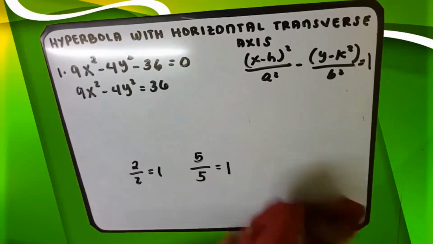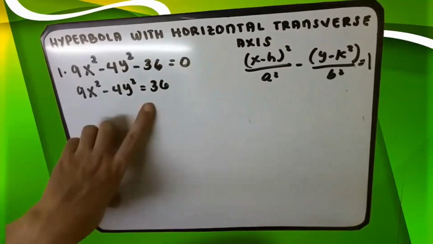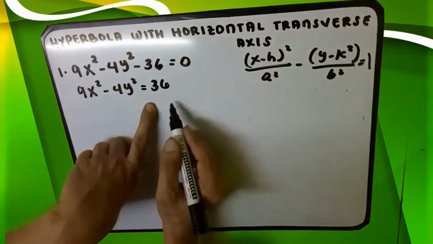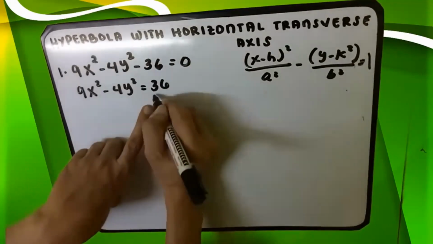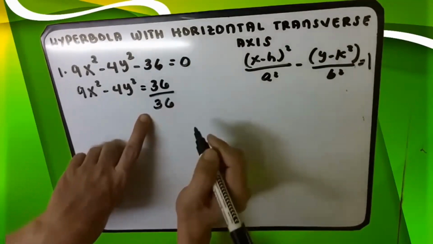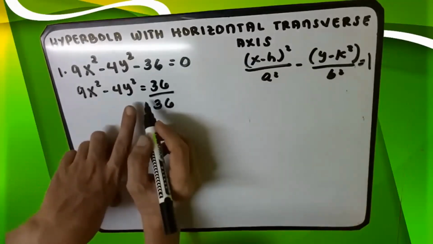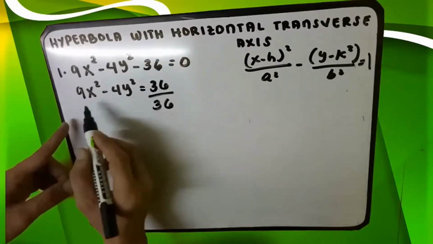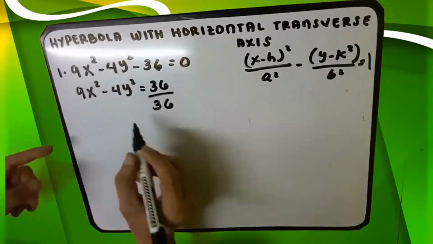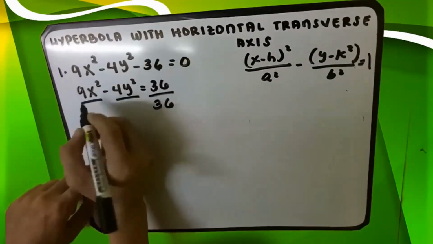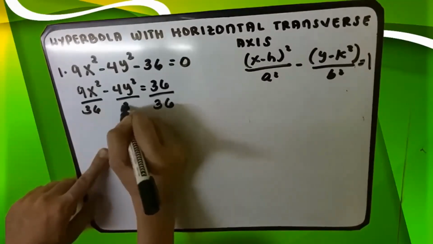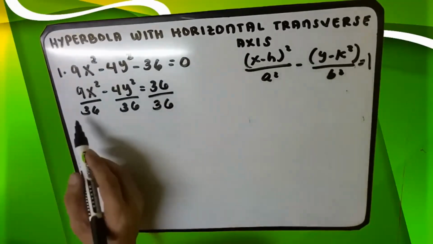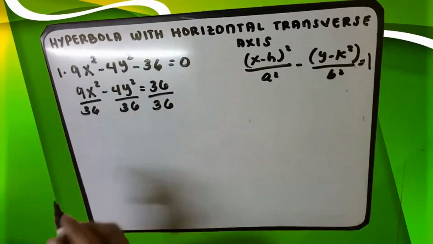So para maging 1. Kaya si 36, naka-equate tayo ngayon kay 36. Para maging 1 siya, i-divide natin siya by itself, which is 36. Yun nga lang, since equation to, so to make the equation balance, lahat ng terms dito sa kabilang side or sa left hand side, kailangan din nating i-divide by 36. So mapapansin nyo, parang ganito na yung form niya. Pero kailangan pa nating i-simplify.